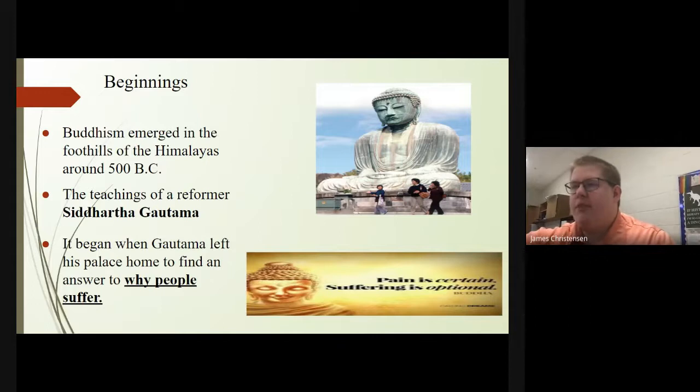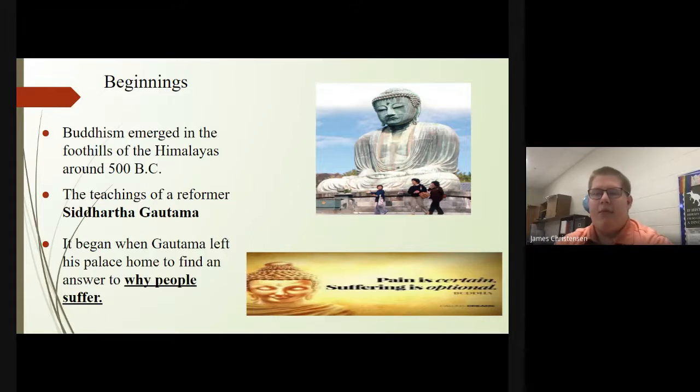Now, shifting gears over to Buddhism. Buddhism emerged in the foothills of the Himalayas around 500 BC or so, and it's the teachings of a reformer by the name of Siddhartha Gautama, who was an ancient Indian prince. It began when Gautama left his palace home to find an answer to why people suffer. He grew up a very privileged life in the palace, had basically everything he wanted, but he wanted to go out and explore the world.